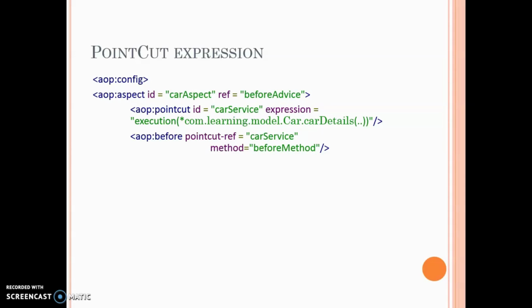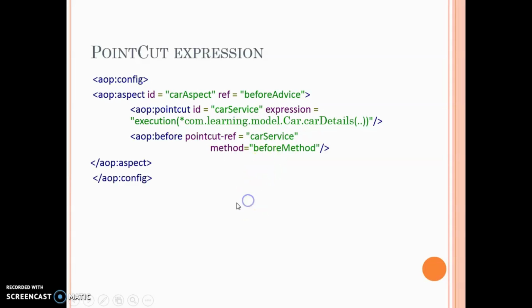So that is how the two things, the Pointcut tag and the before tag, work together. The before tag tells you when to execute, okay, before, after, around, whatever, and the Pointcut tag tells you on what all you want to execute it. Here I am saying car details. If you say star, it will execute on all the methods of the car. If you say model.star, it will execute on all the methods of all the classes of the model package. So that is how it is defined.